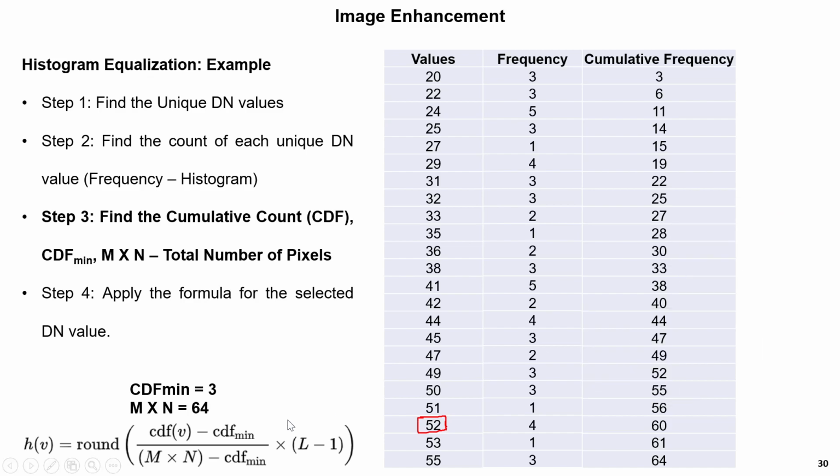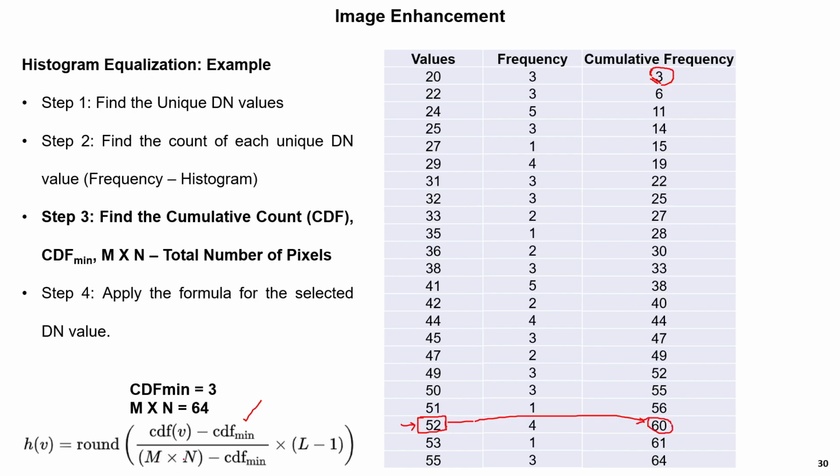Okay, once we get the cumulative frequency, we need to find out what is CDF min. CDF min is the first value that you have, which is nothing but 3. And the CDF of new: whatever pixel that you are going to calculate, that is new. So 52 is what we are going to calculate. And what is the corresponding CDF of 52? That will be 60.